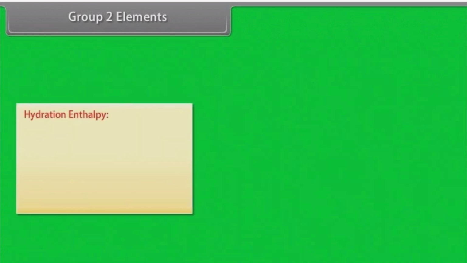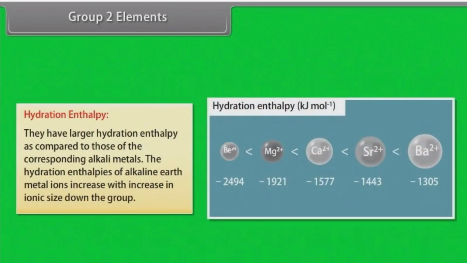Hydration enthalpy. They have larger hydration enthalpy as compared to those of the corresponding alkali metals. The hydration enthalpies of alkaline earth metal ions decrease with increase in ionic size down the group.